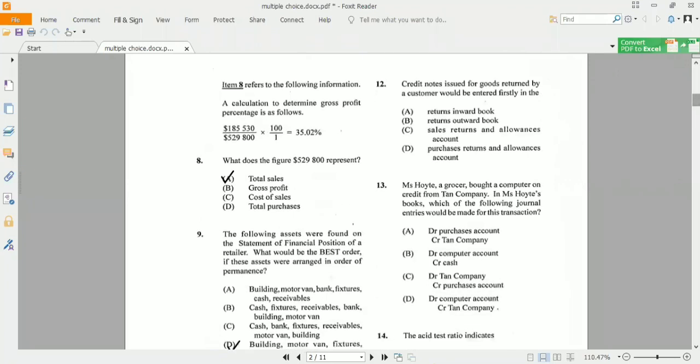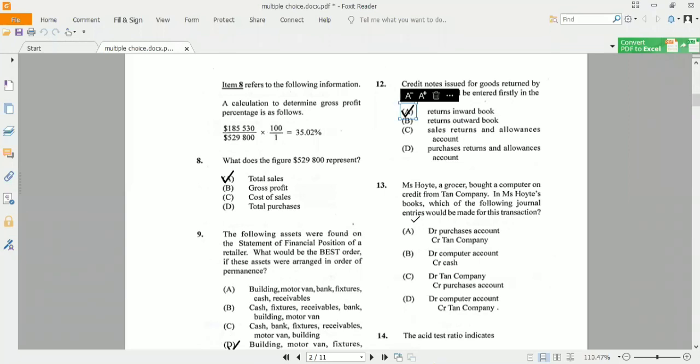Credit note is a source document, and they're asking if you issue the credit note for goods returned by a customer, where would it be recorded first? All right, and I'm seeing the response there, A. So once you issue the credit note, it's recorded in your return inward book. But there could be a case where the examiners could have asked you, credit notes received for goods returned. Where would you record that? Which response would have been the best one there? If credit notes were received. Good. The response there would be B.